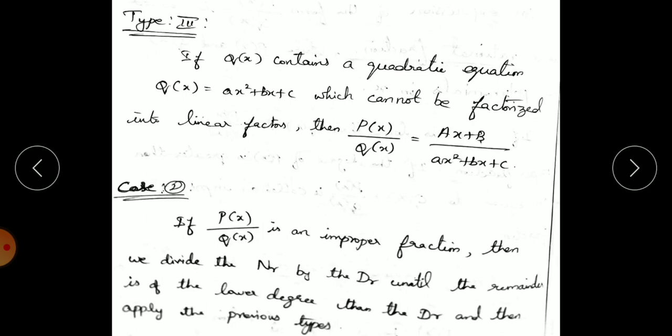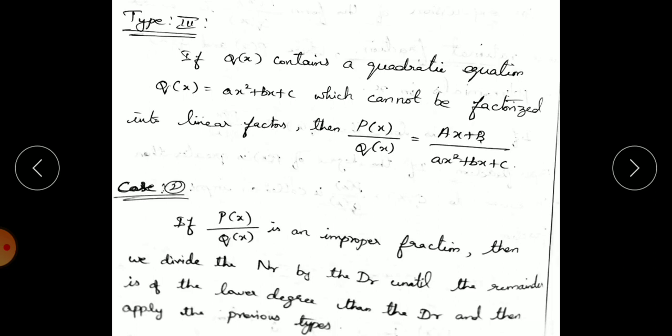We have to divide the numerator by the denominator till we get the lower degree in the top term, that is the numerator term. Until then we have to keep dividing. So after changing into a proper fraction, we can use one of the types.